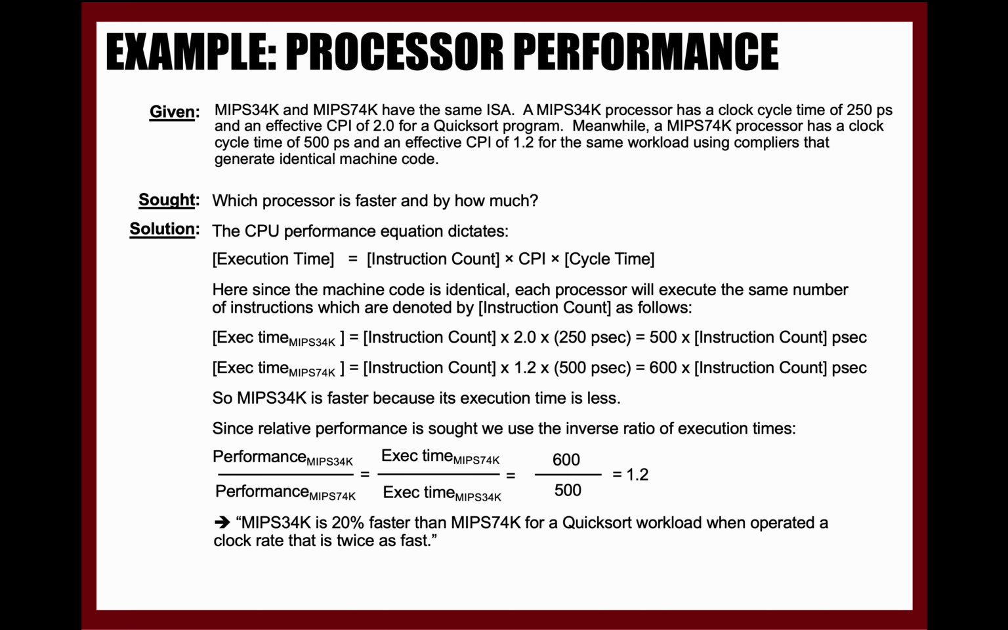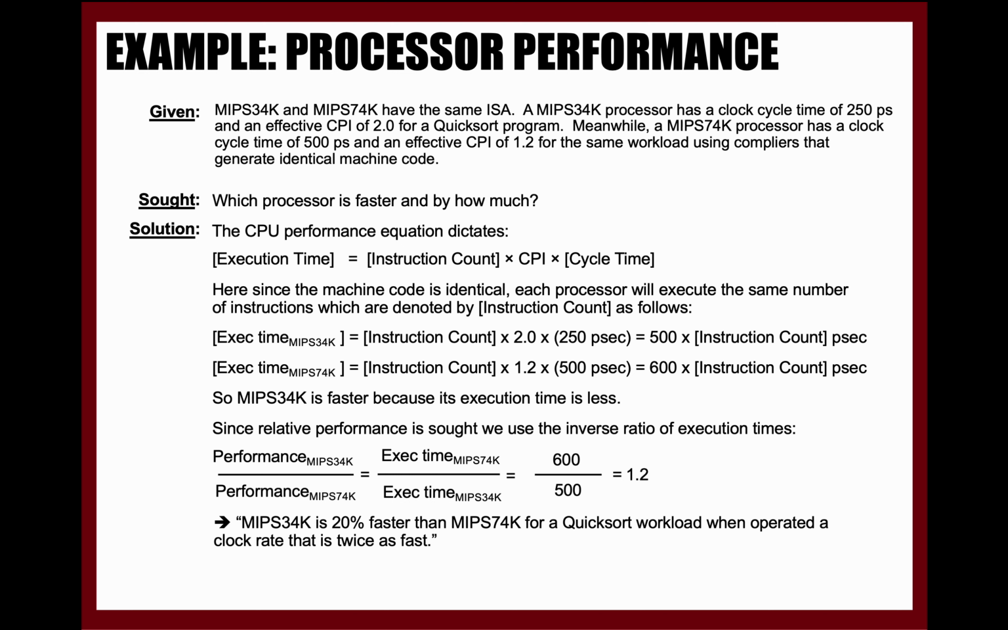Both these processors generate identical machine code when using specific compilers. Our primary objective here is to discern which processor performs faster and by what magnitude. Solution. Using the CPU performance equation, execution time equals instruction count times CPI times cycle time. Given that both processors execute identical machine code, their instruction count remains the same. Let's denote this as instruction count.